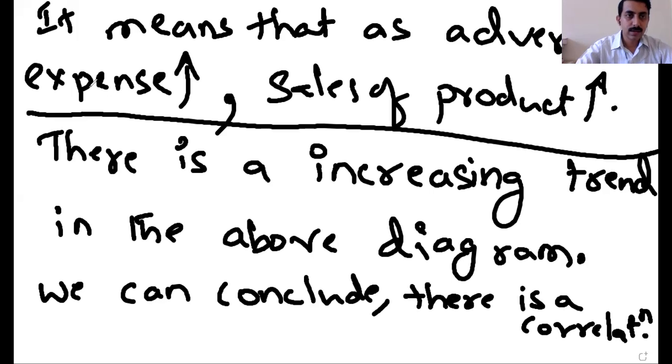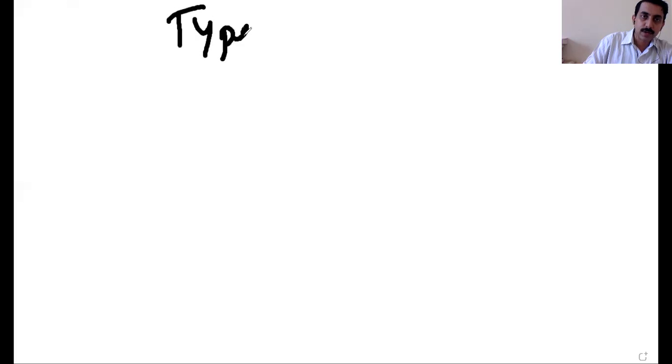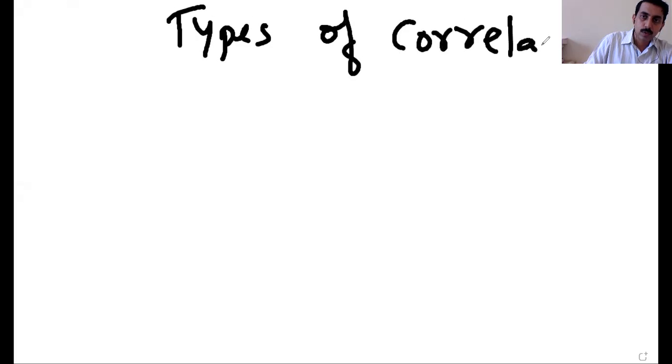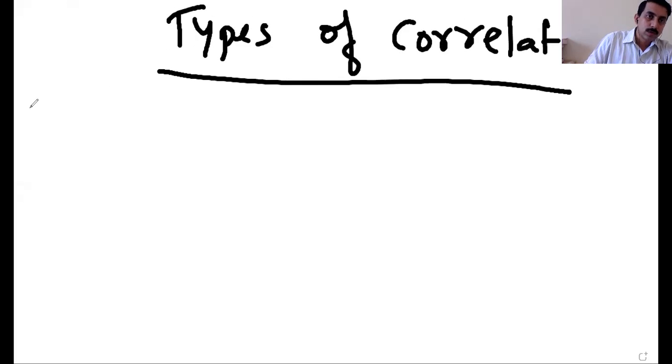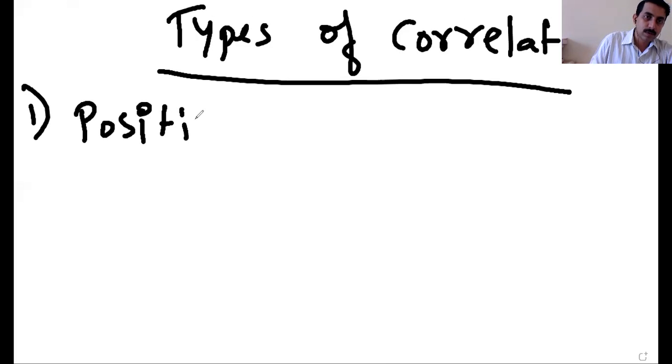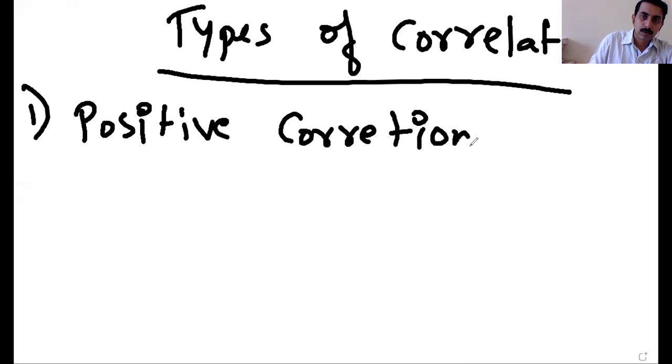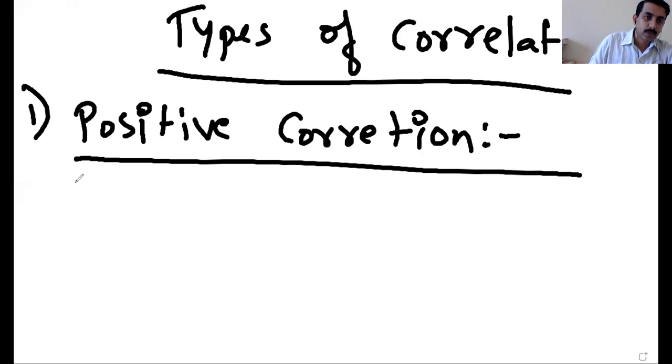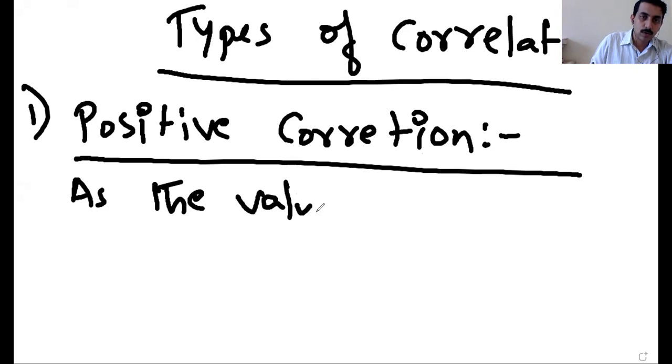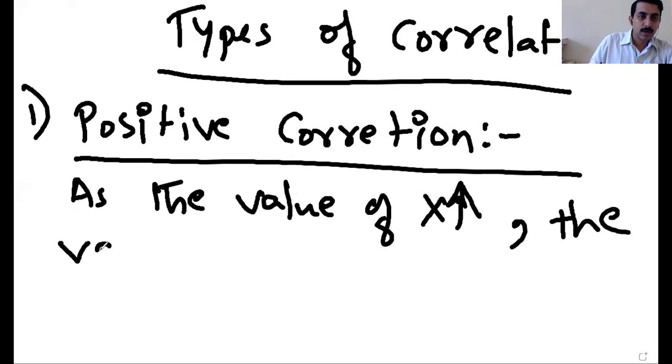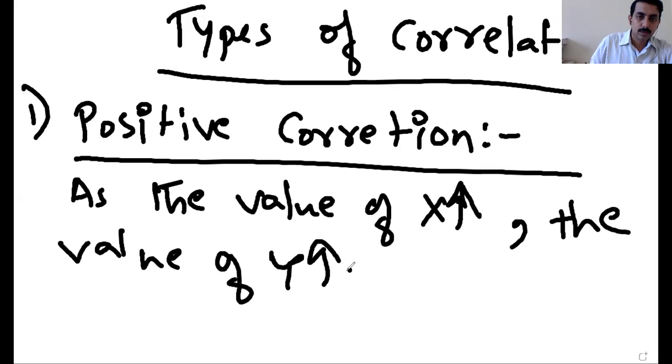Okay, so once this is done, we'll just discuss types of correlation. First type is positive correlation. As the value of x increases, the value of y also increases. That is the first type of correlation, called the positive correlation.